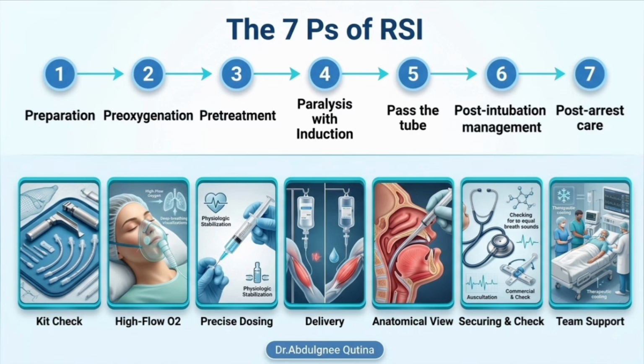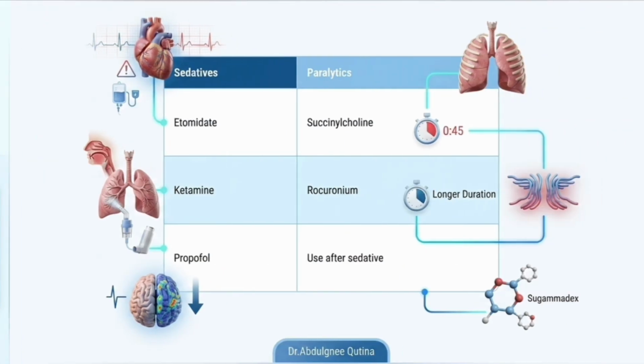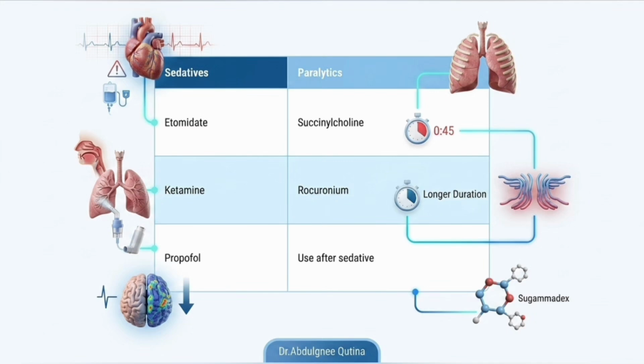You prepare the team, you pre-oxygenate, pre-treat, paralyze and induce, pass the tube, and then immediately lock in your post-intubation and post-arrest care. Following this strictly minimizes the time that the airway is unprotected. Choosing your meds is a massive decision point in this workflow. You have to match the drug to the patient's specific physiology.